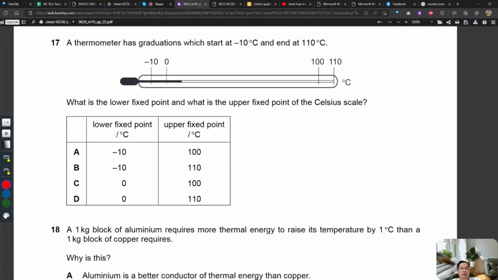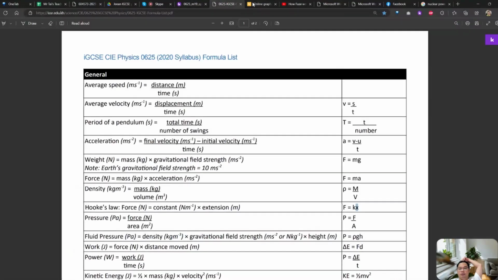17. Thermometer. What is the lower fixed point and what is the upper fixed point? Graduation. Isn't it 0 and 100? I think the lower fixed point is 0 and the upper fixed point is 100. Yeah, I agree with your answer, huh?